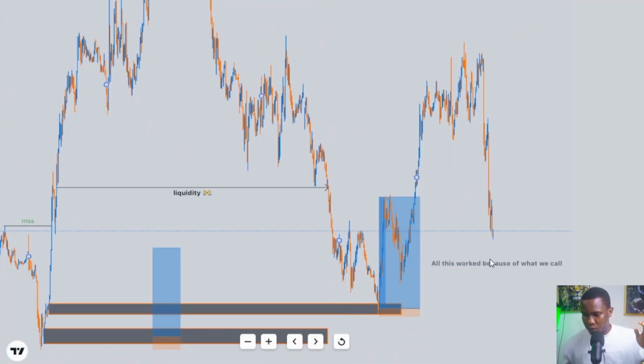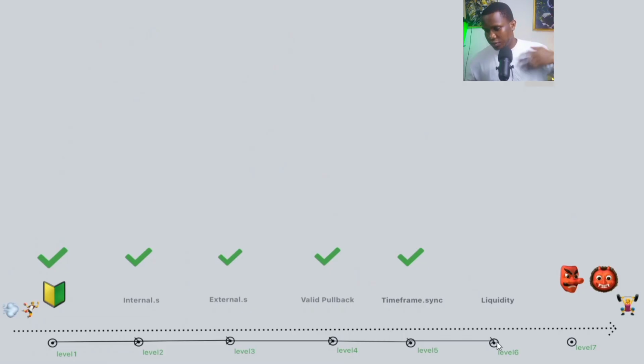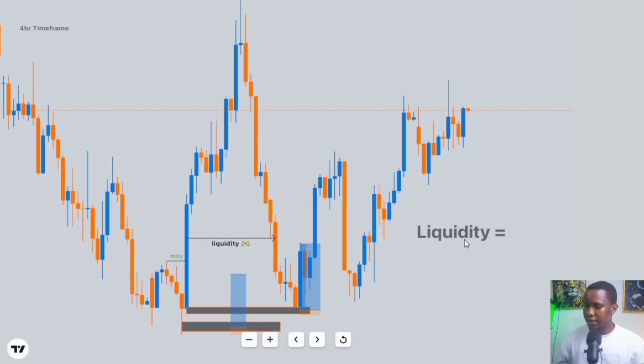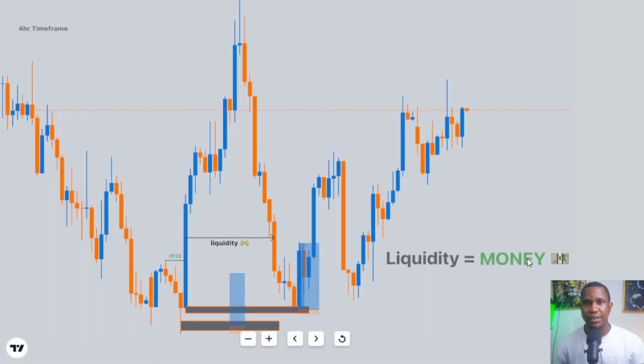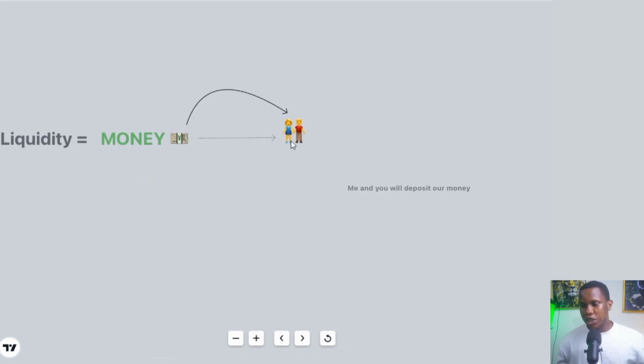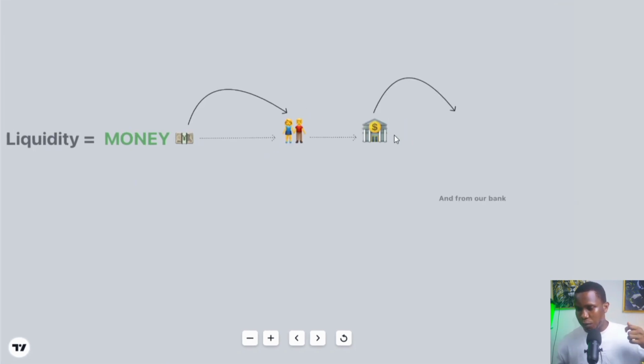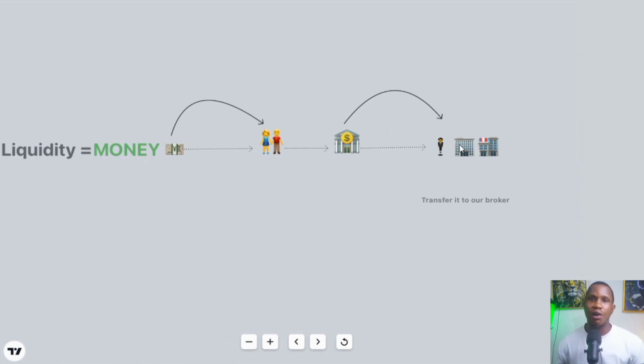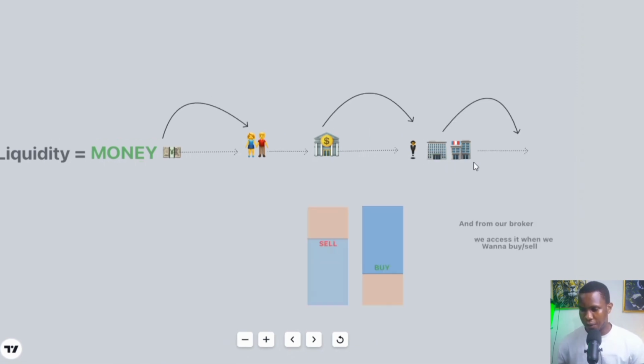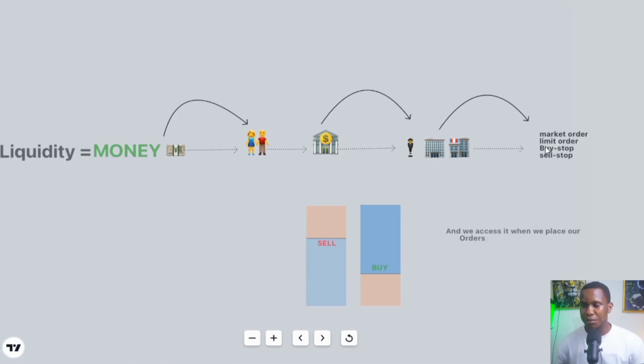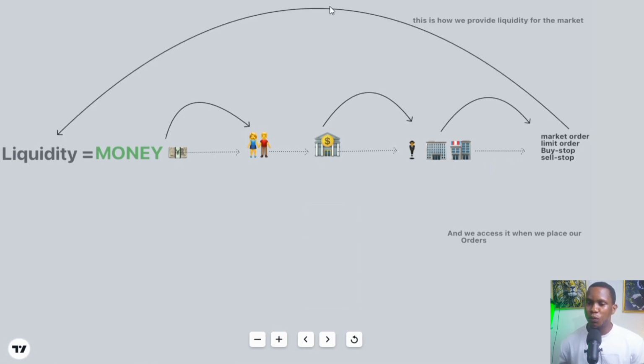All this worked because of what we call level 6, which is liquidity, guys. Liquidity is equal to money in the market. This is how it happens. Me and you will deposit our money in the bank, and from our bank we transfer it to our broker, and from our broker we can access it when we want to buy or sell in the market using our market order, limit order, buy stop order, sell stop order. Can you see how we are able to provide liquidity for the market?